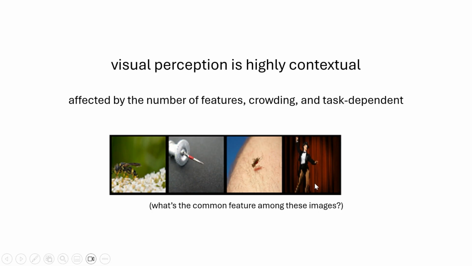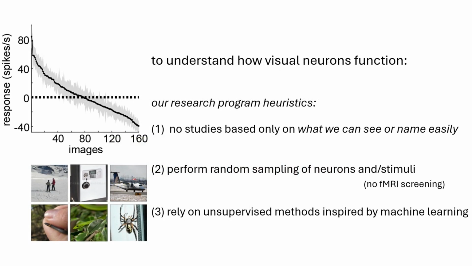So here, for example, there is an actual relationship between these four images. I don't know if you guys can all see it, but this is the issue. The issue is that we're not very good at being able to tell some of these local features. So to get around this problem, to solve this problem of most of these dark matter neurons, we really have to have a different set of heuristics in a research program. We tend to avoid framing studies based on things that we can just very easily see or name. That's going to be step number one.